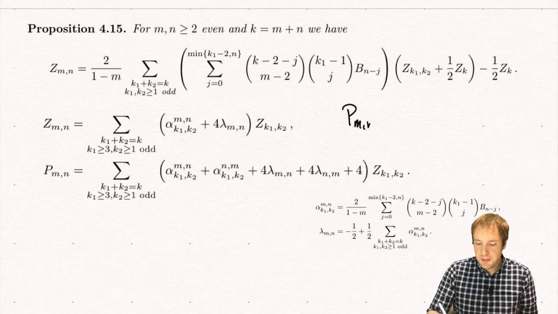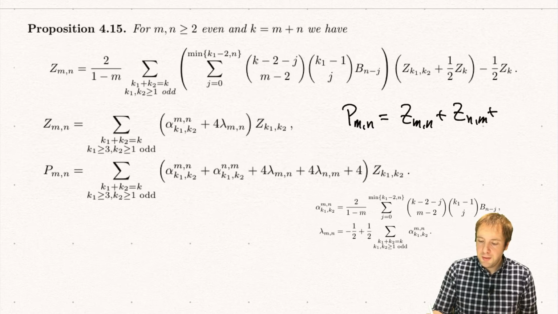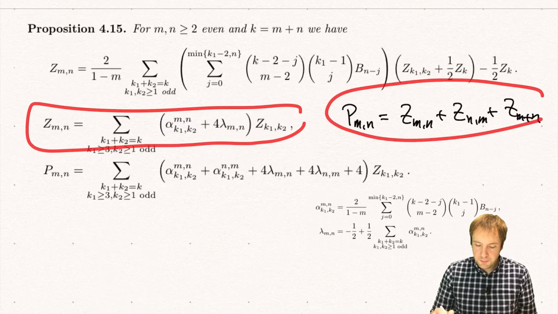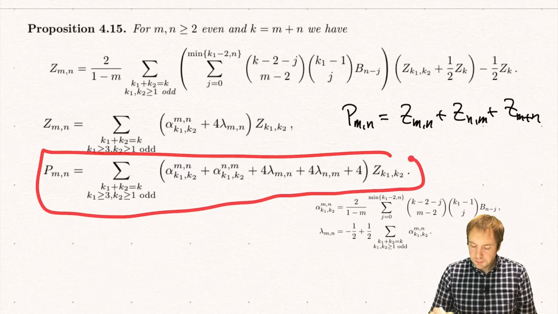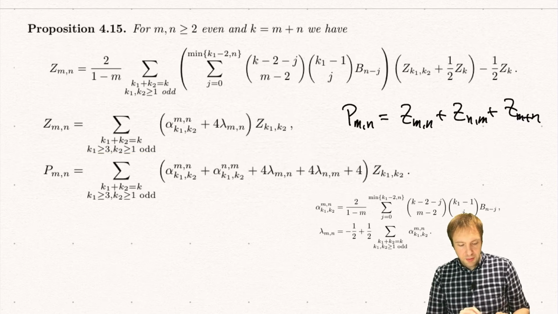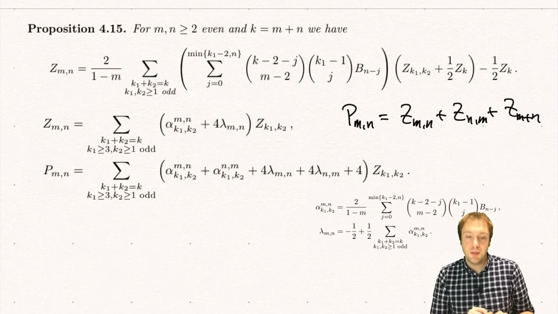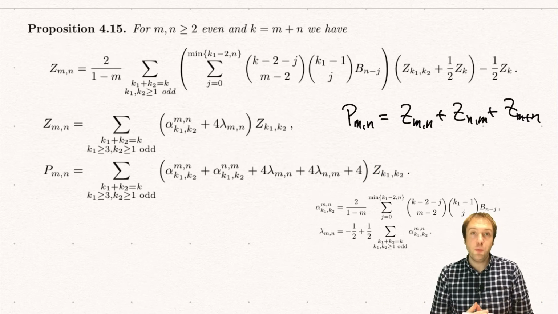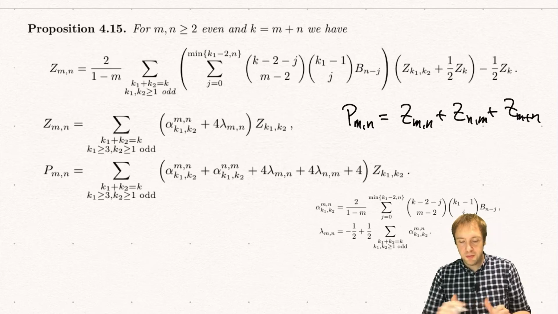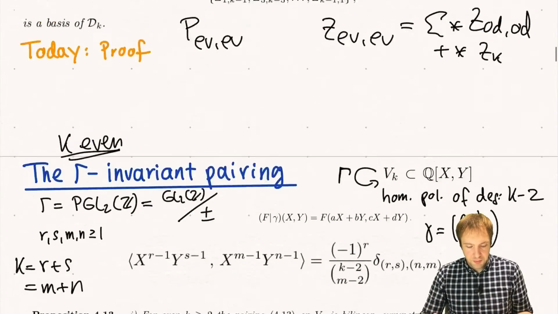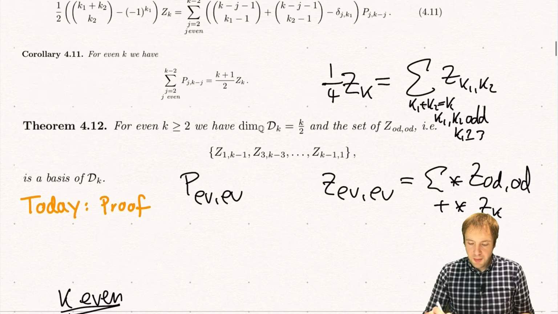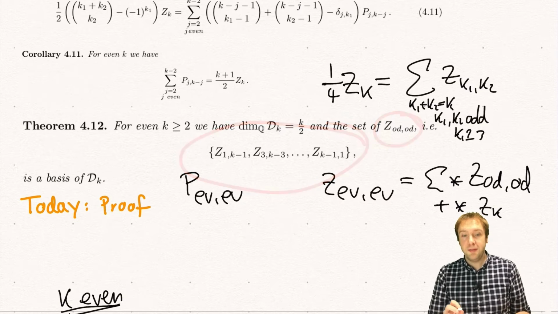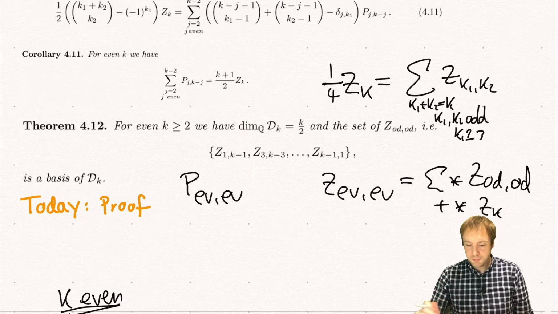And then using that the Staffel product Pmn is just Zmn plus Znm plus Z_{m+n}. So using this formula together with this, we then get this formula here. So also this P even can be written in terms of Z odd, and therefore everything in even weight can be written in terms of Z odds, and therefore we have our theorem here that the Z odd form a basis of the space dk.